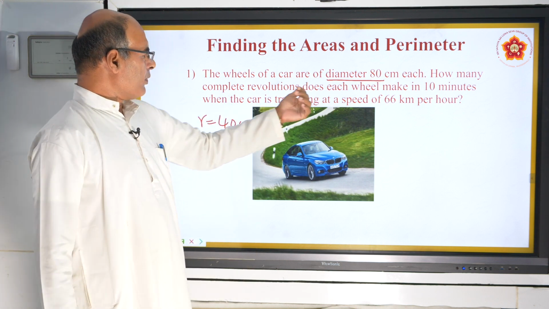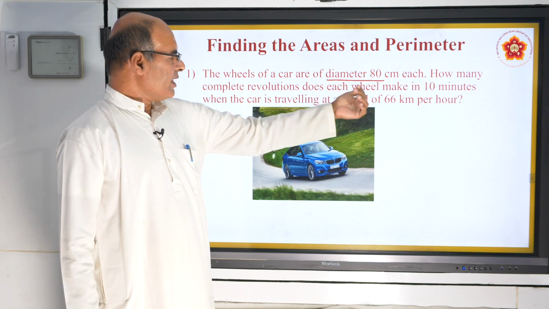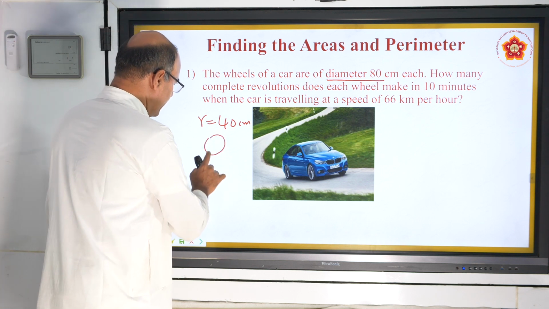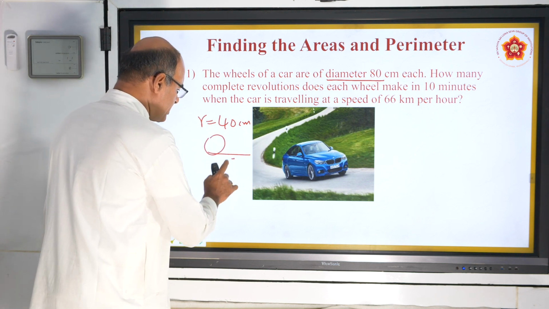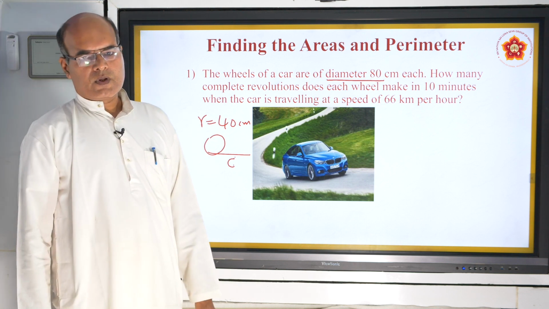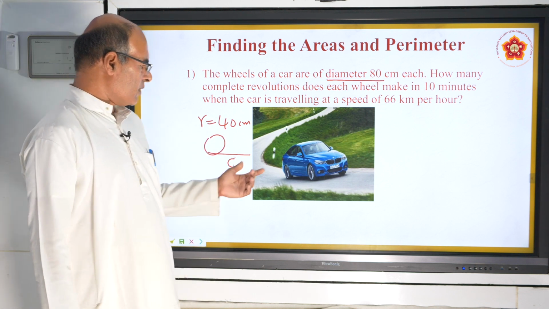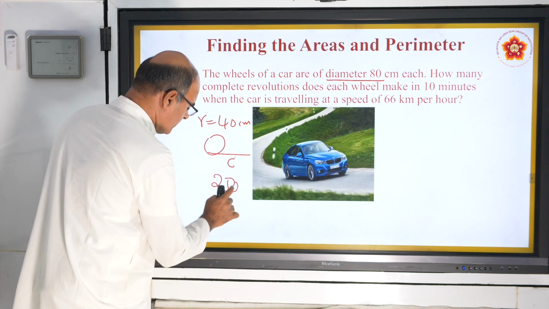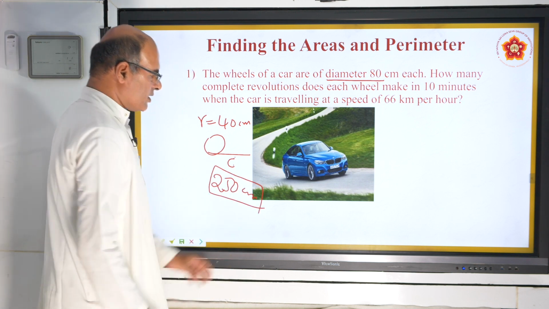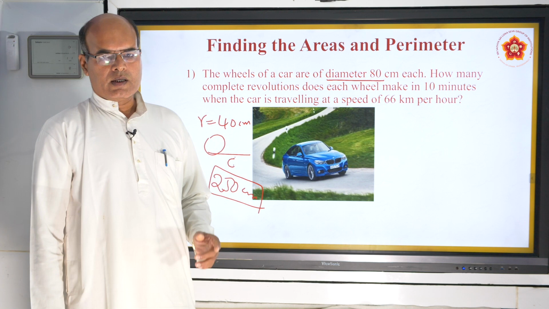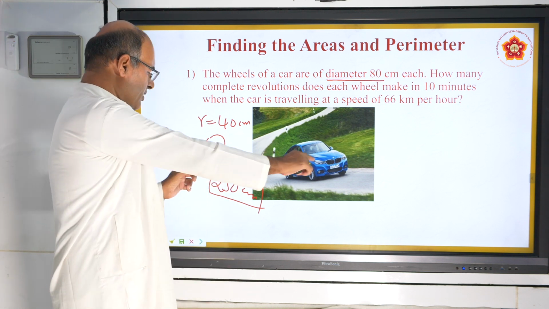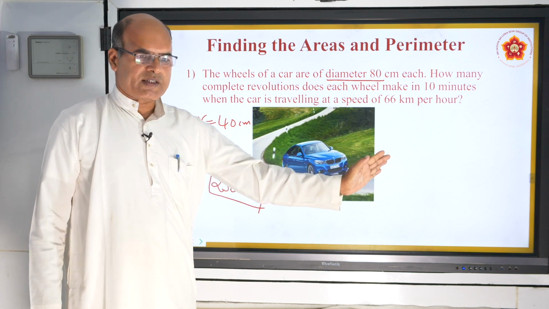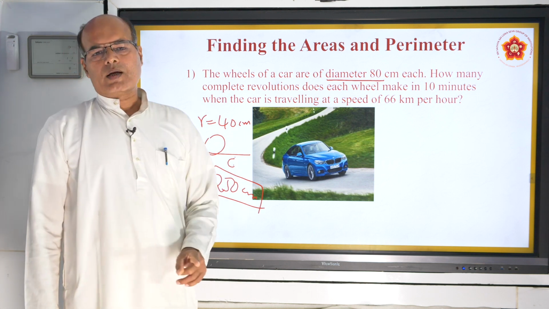Then how many complete revolutions does each wheel make in 10 minutes? If the wheel makes one revolution, it covers a distance equal to its circumference. For example, let us calculate the circumference of the wheel. Let it be 250 centimeter. If the circumference is 250 centimeter, in one revolution the wheel covers a distance of 250 centimeter, or to cover a distance of 250 centimeter it requires one complete revolution.